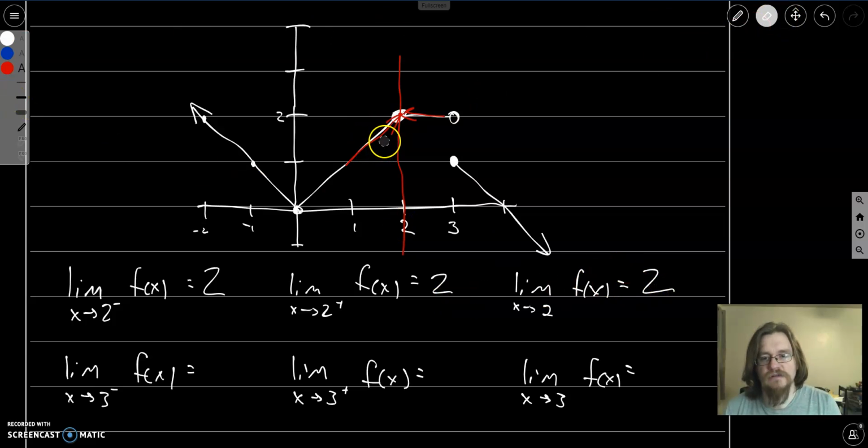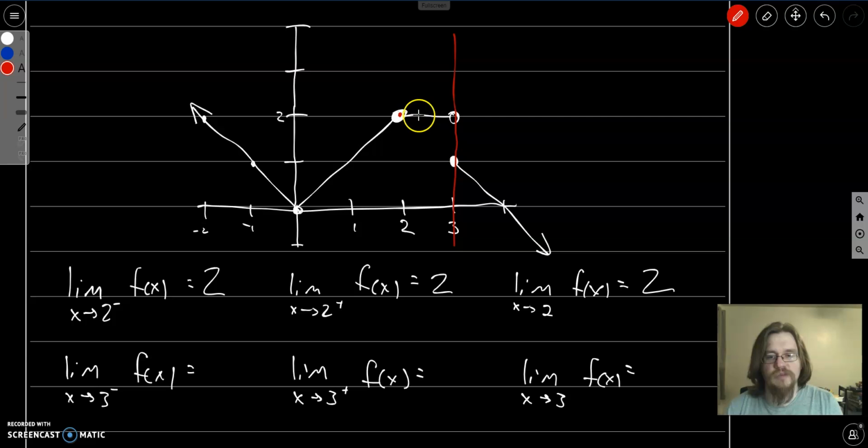So let's get rid of a few of these lines. And now let's look at as we approach 3 from the left and from the right. So again, here is where x is equal to 3, and as we approach x equals 3 from the left, we're following our function along, and we see that we're also going to hit this wall at 2 exactly. So from the left, the limit of f of x is going to be 2.